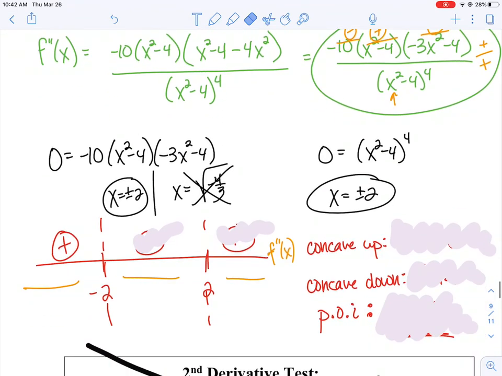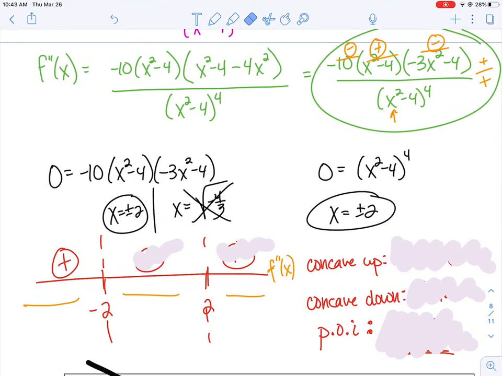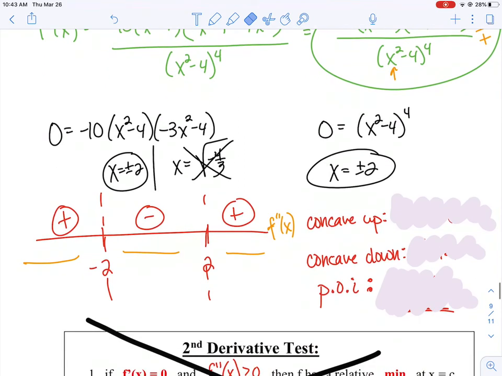I would like you to pause the video and practice that same idea in the leftover intervals. Pick a number between -2 and 2 and pick a number greater than 2, plug it into your second derivative and see what value you get. I ended up getting negative and then positive. Now, so far all of our examples have been that pattern, but that's just a coincidence, so please don't always think that it's positive, negative, positive. It just happens to be in these examples.